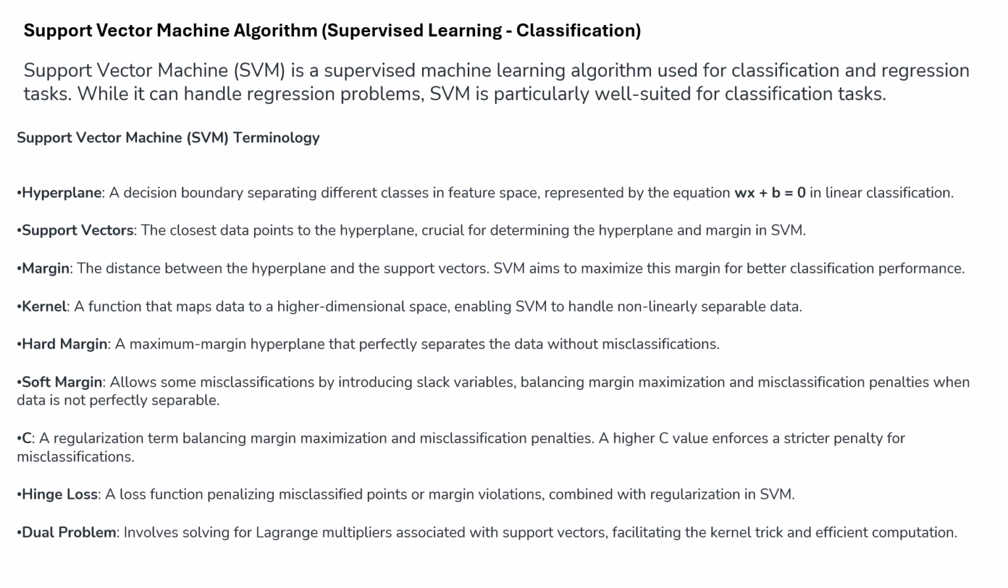Kernel is a function that maps data to a higher dimensional space. Hard margin is a maximum margin hyperplane, and soft margin allows some misclassifications by introducing slack variables. Hinge loss is a loss function penalizing misclassified points or margin violations. Dual problem involves solving for Lagrange multipliers associated with the support vectors.